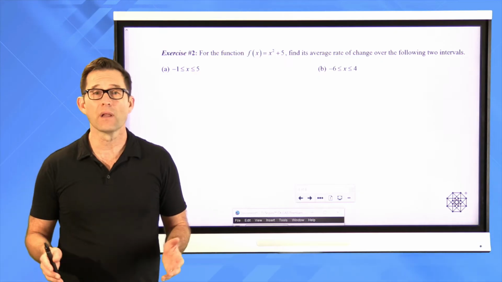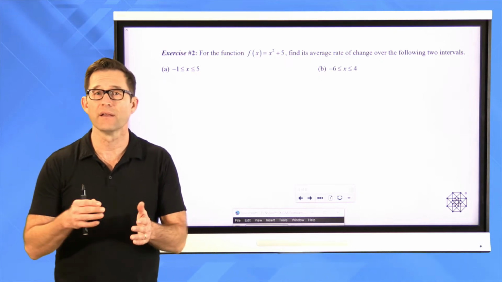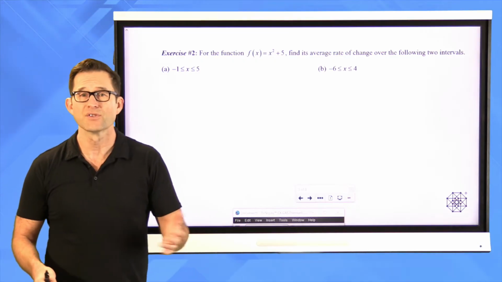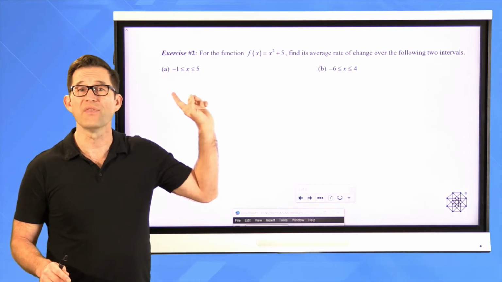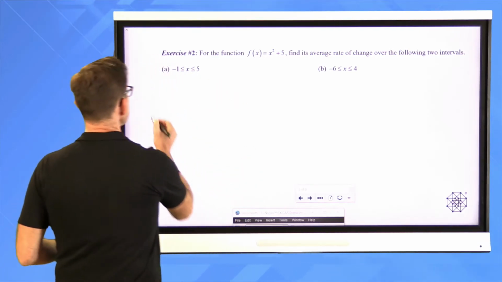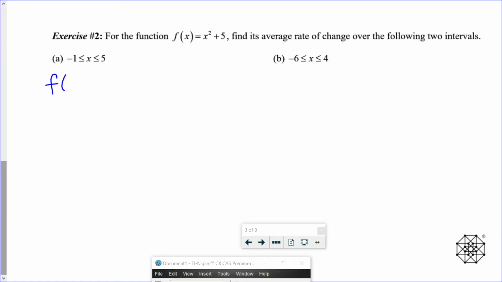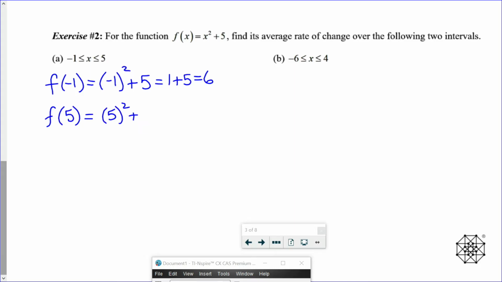Now, with a formula like this, I'm going to be very much in a "here's how you do it" mode. The first thing I'd like to know is what the y values, or the outputs, are at these endpoints. So I'm going to figure out what f of -1 is, by just plugging it into my formula. -1 squared is 1, 1 plus 5 is 6. Then I'm going to figure out what f of 5 is. f of 5 is 5 squared plus 5, which is 25 plus 5, and that's 30.